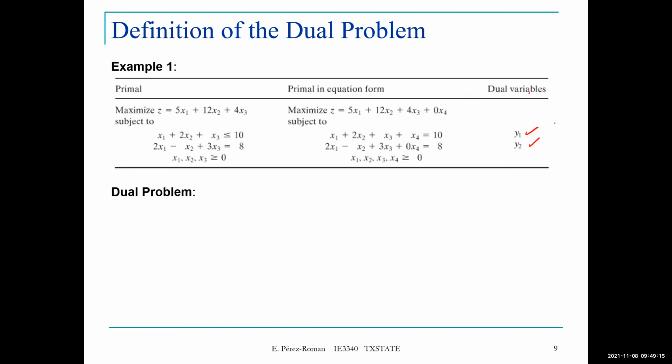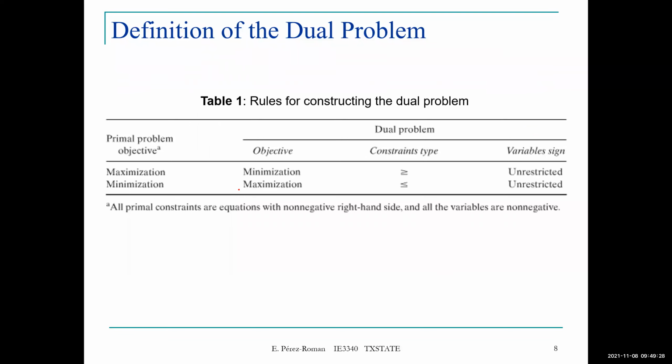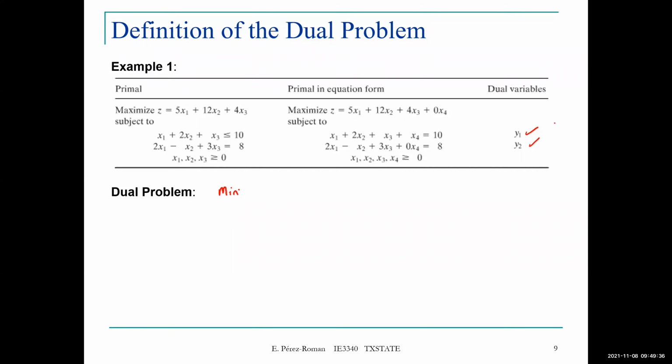So first thing we're going to do, we're going to define our objective function. As we show here, if the original objective function is maximization, the dual problem will have a minimization objective function. Okay, so since we have a maximization problem, we're going to have a minimization objective function.